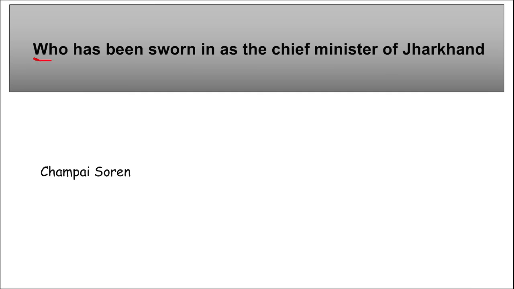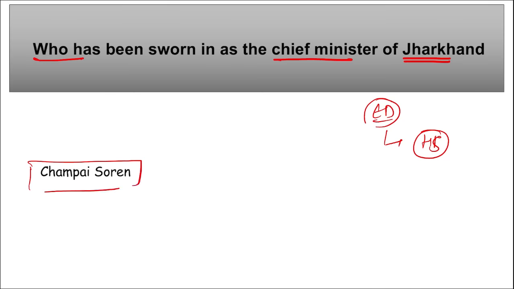Next, who has been sworn in as the Chief Minister of Jharkhand? Recently, there was an ED raid, that is an Enforcement Directorate raid, on the then Chief Minister of Jharkhand, Hemant Soren, after which he resigned from the post, and now Champai Soren has been sworn in as the new Chief Minister of Jharkhand. Take a note of this. So who succeeded Hemant Soren? Champai Soren succeeded Hemant Soren.